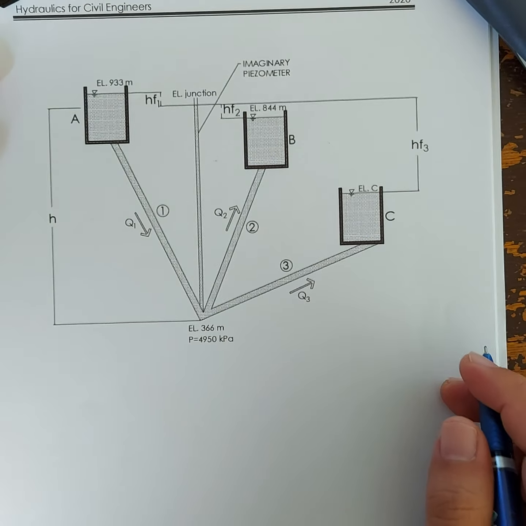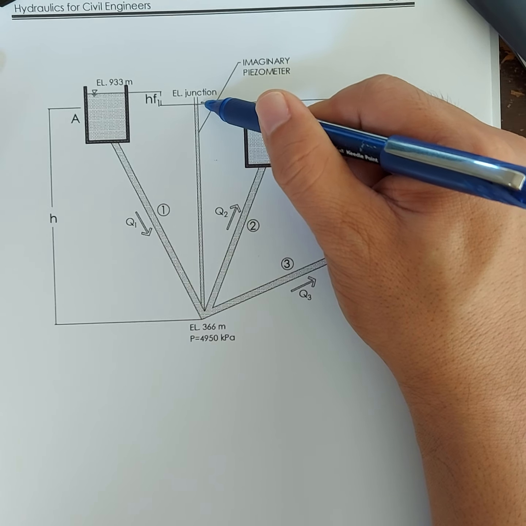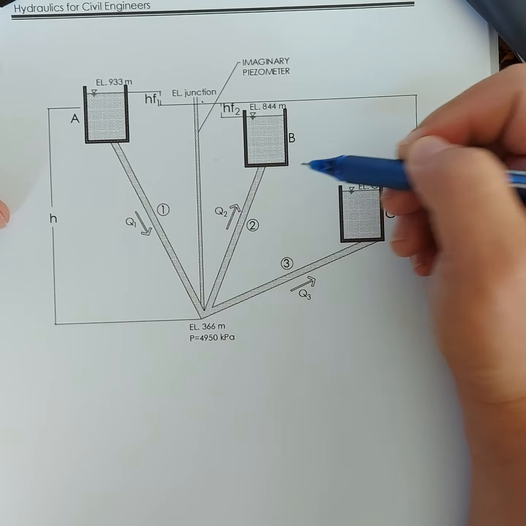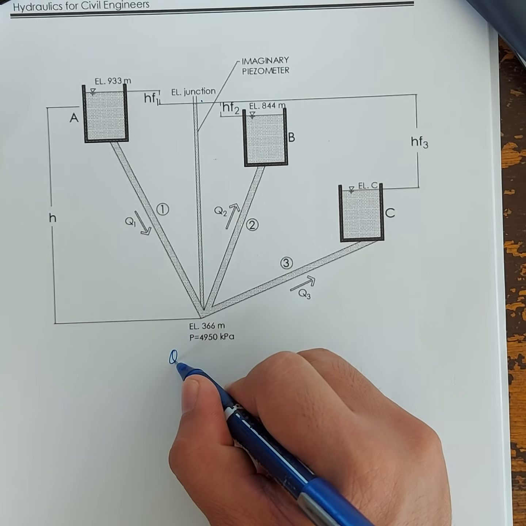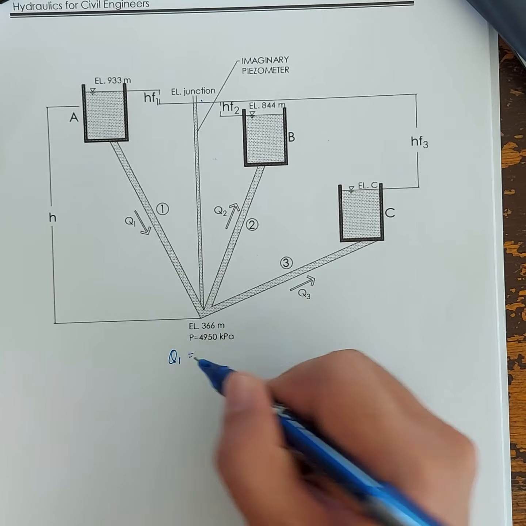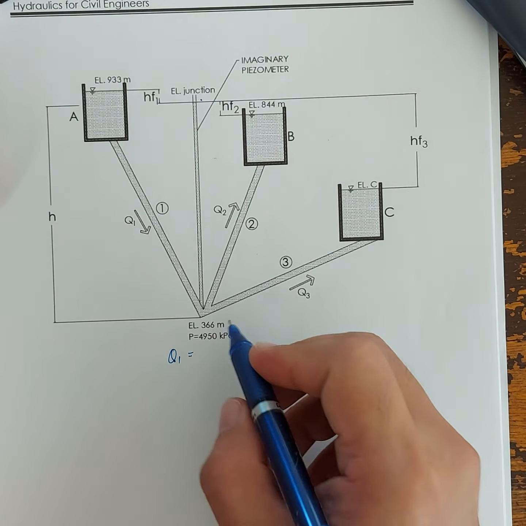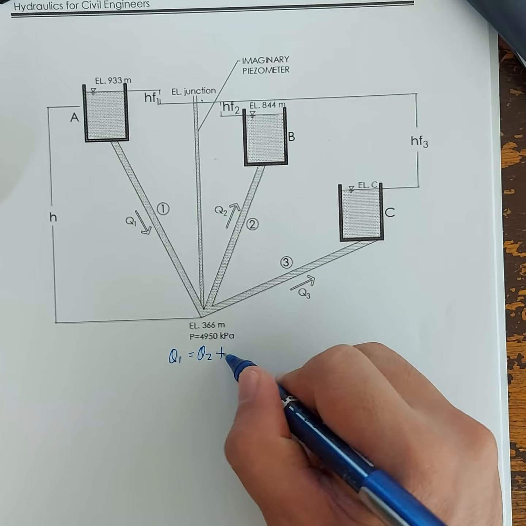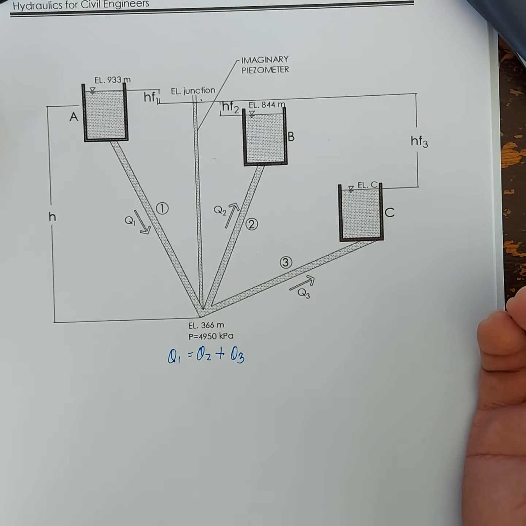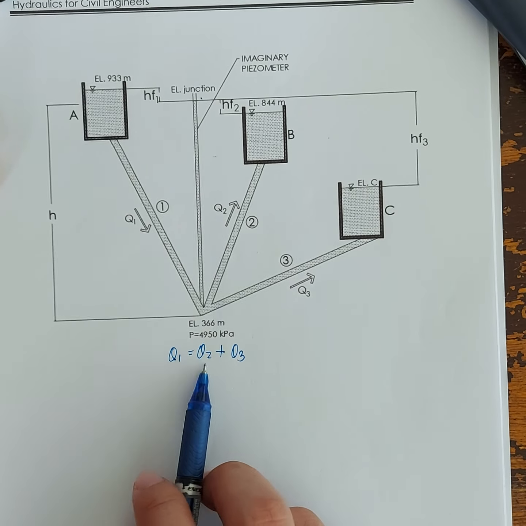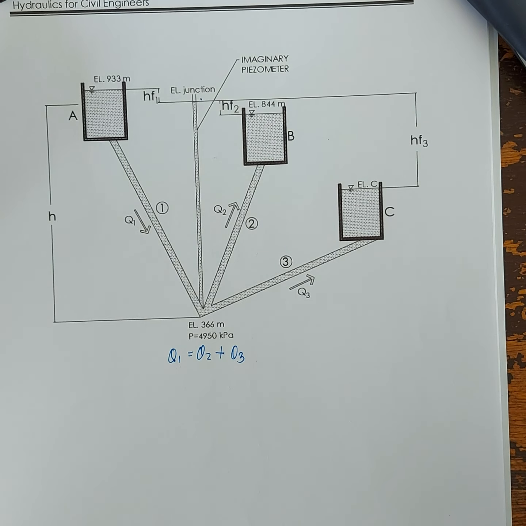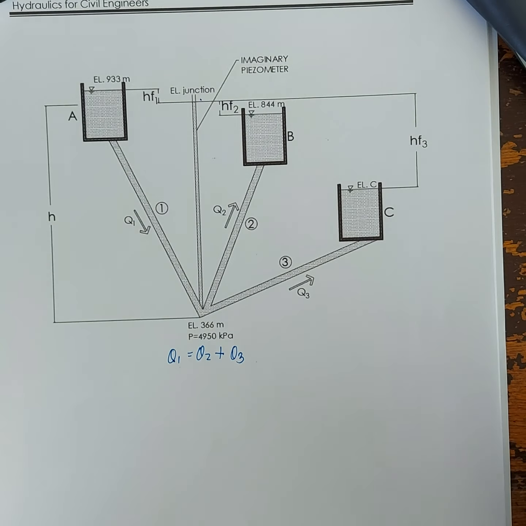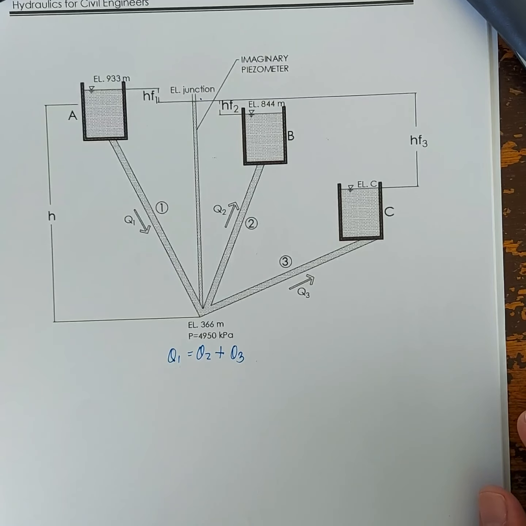Okay, let's figure it out. The elevation of our junction is higher than the middle reservoir. So our equation for discharge is Q1 is equal to Q2 plus Q3. Okay, Q1 is equal to Q2 plus Q3. That is the equation of discharge, or the full equation of flow.